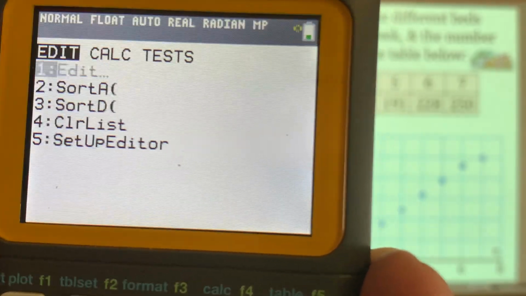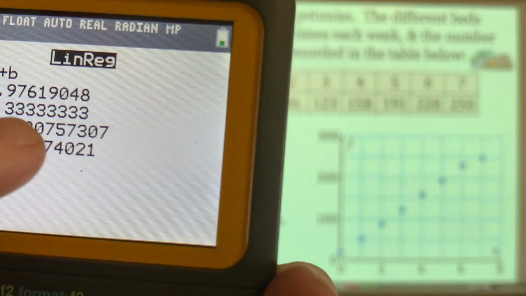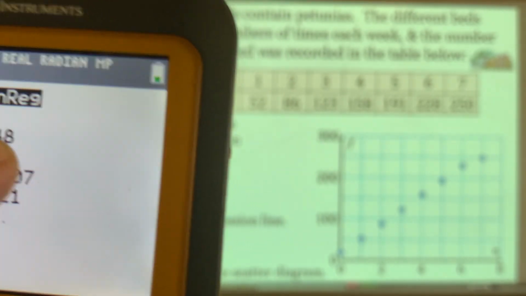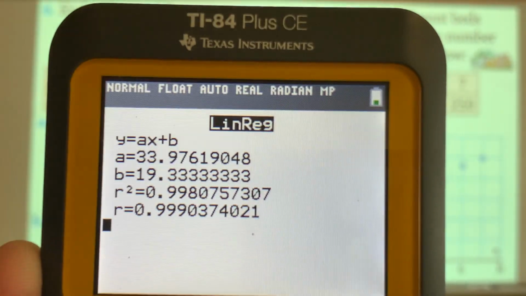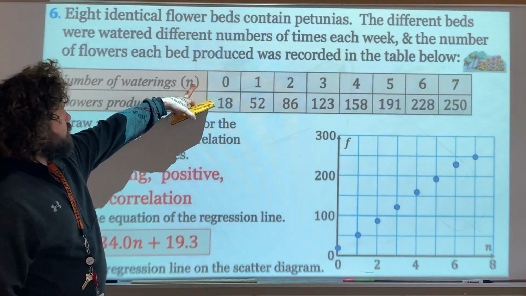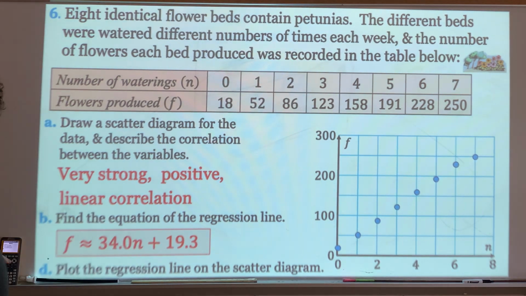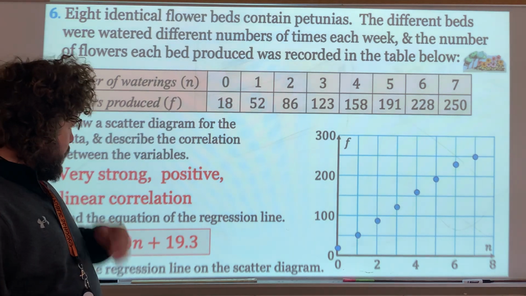Stat, calc, lin reg. Y equals 33.97, so 34.0x plus 19.3. Let me check out my answer. 34.0n. Okay, instead of using x here, we use n for the number of times, plus 19.3. And F equals flowers produced. All right, plot it on the same graph.